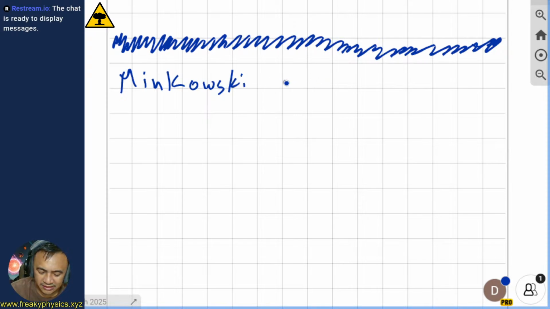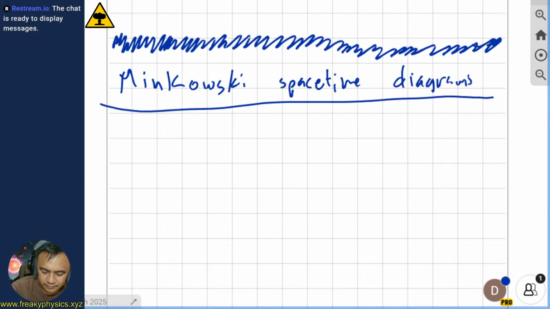But the full name is the Minkowski space-time diagrams. Now, let's take a look at something first, just so it's easier to understand why we can do the diagrams like this. So let's go back to L. That's L prime. That's going to be L divided by gamma, right? And then if we look at time, t prime should be equal to t times gamma, right?